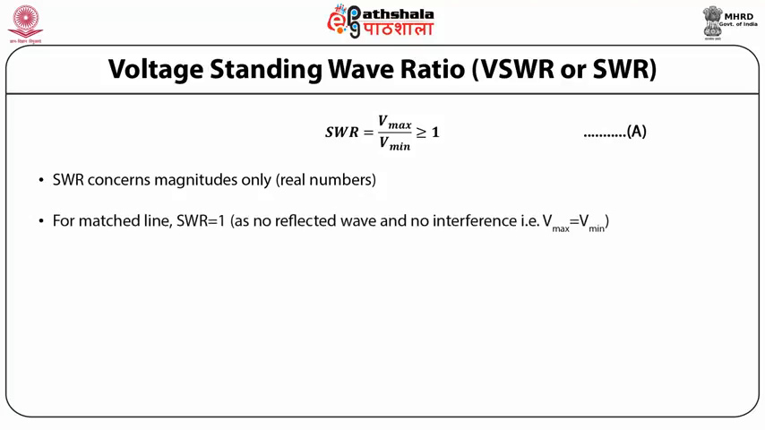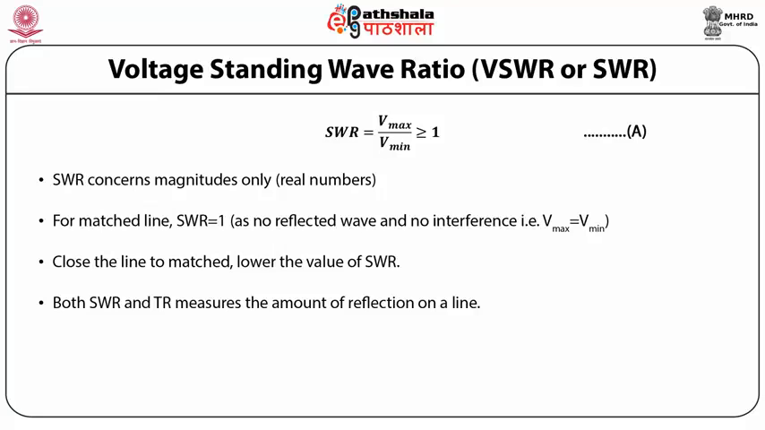For a matched line, SWR is equal to 1 as there is no reflected wave and no interference, that is Vmax equal to Vmin. So the closer the line is to matched, the lower the value of SWR. Both SWR and gamma R measure the amount of reflection on a line. Let us now discuss the relation between SWR, standing wave ratio, and reflection coefficient gamma R.